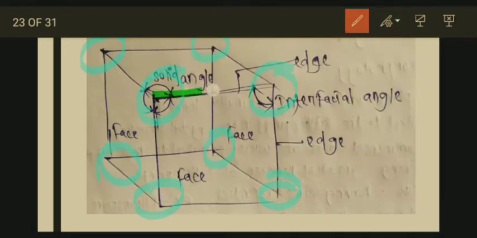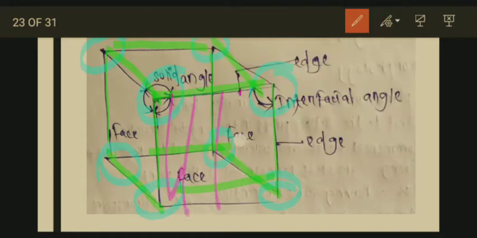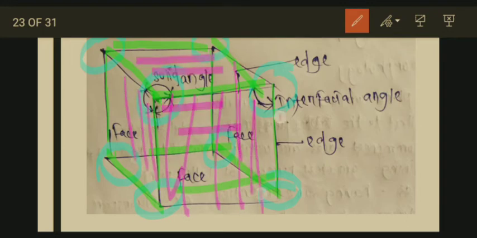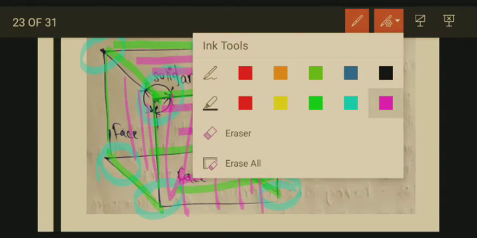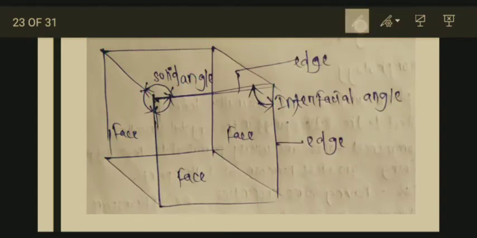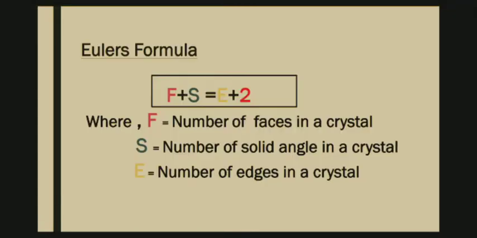Then 1, 2, 3, 4, 5, 6, 7, 8, 9, 10, 11, 12. 12 edges are present, and how many faces? 1, 2, 3, 4, 5, 6. 6 faces are present. Clear? Then we go to the main topic. Today we discuss Euler's theorem. So what is Euler's theorem?